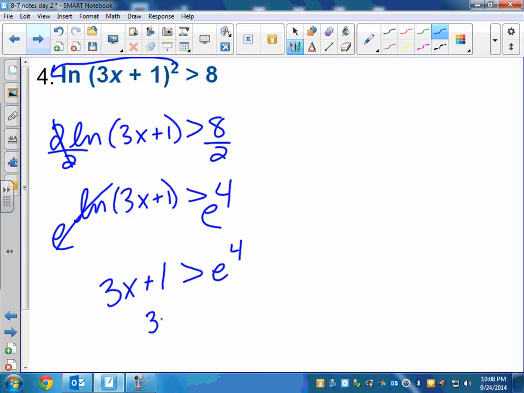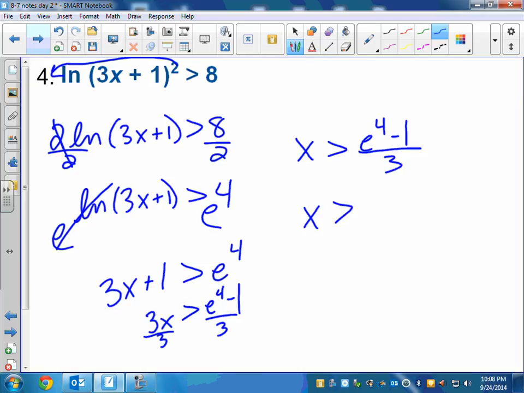So I'm going to get 3x is greater than e to the fourth minus 1, divide by 3, and get x is greater than (e to the fourth minus 1) all divided by 3. That's the exact answer. Now if I'm going to type this in my calculator, e to the fourth minus 1, either hit enter or put that in parentheses, and then divide that by 3. I think you should get, that's the same as saying x is greater than 17.8661.